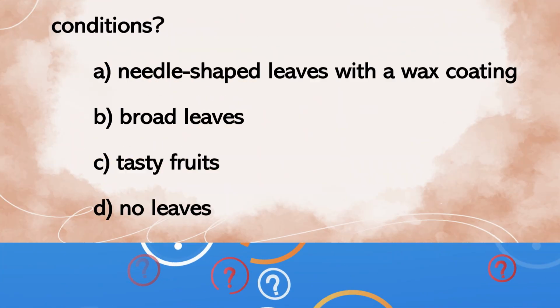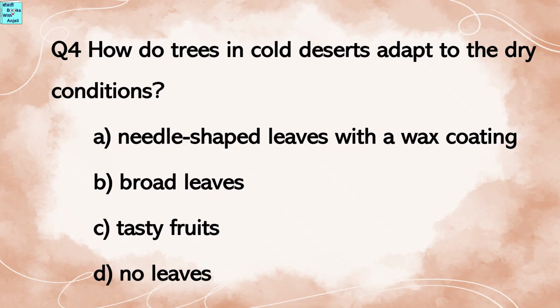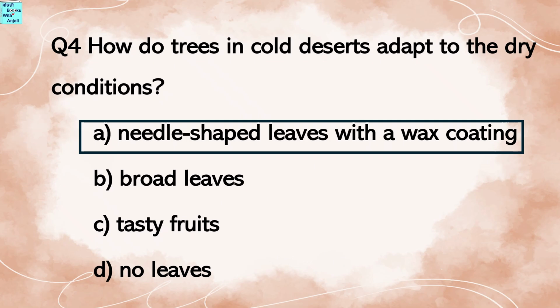Now answer a few questions. How do trees in cold deserts adapt to the dry condition? A. Needle-shaped leaves with a wax coating. B. Broad leaves. C. Tasty fruits. D. No leaves. Answer is needle-shaped leaves with a wax coating.